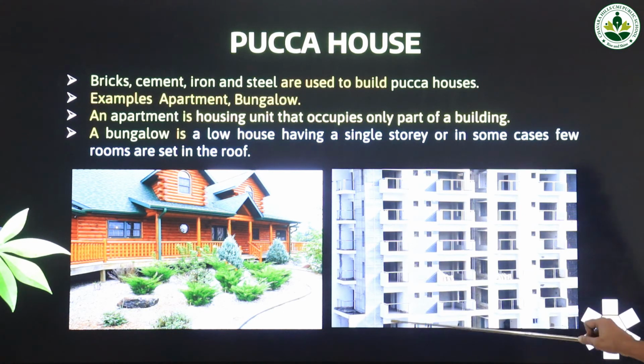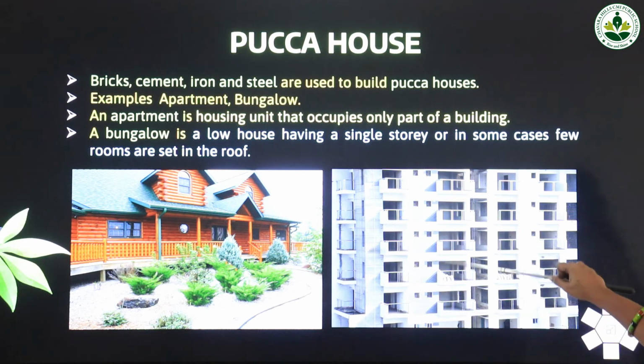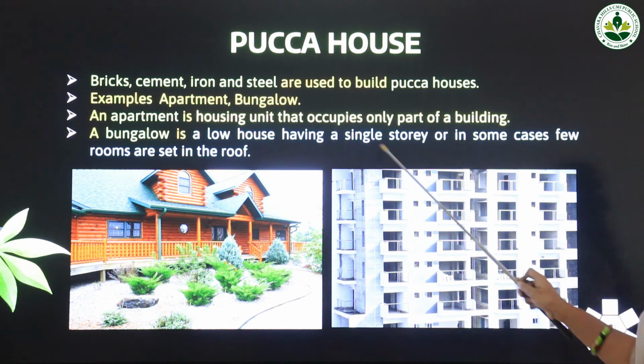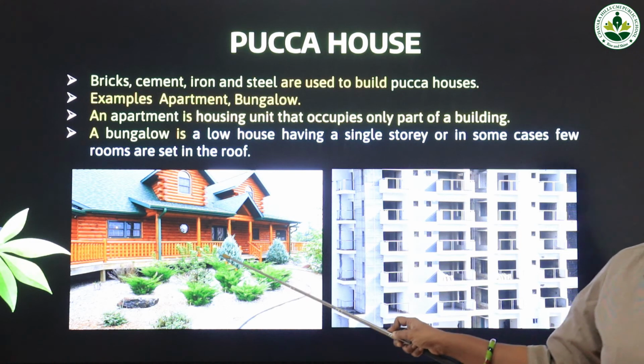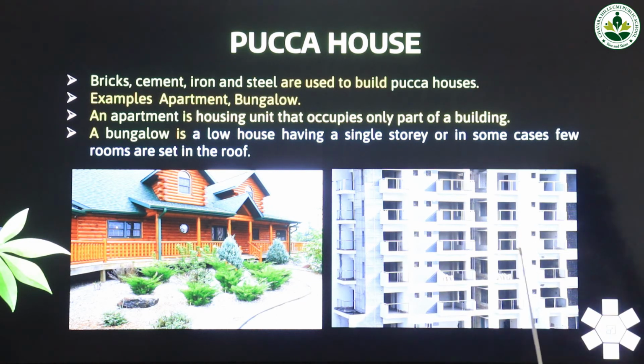And here in this apartment you can see there are 5 floors. Here there is a basement floor, that is the ground floor. 1, 2, 3, 4, 5. Okay, totally 5. This is a 6-story building including the ground floor. So this is a big bungalow and this is an apartment.